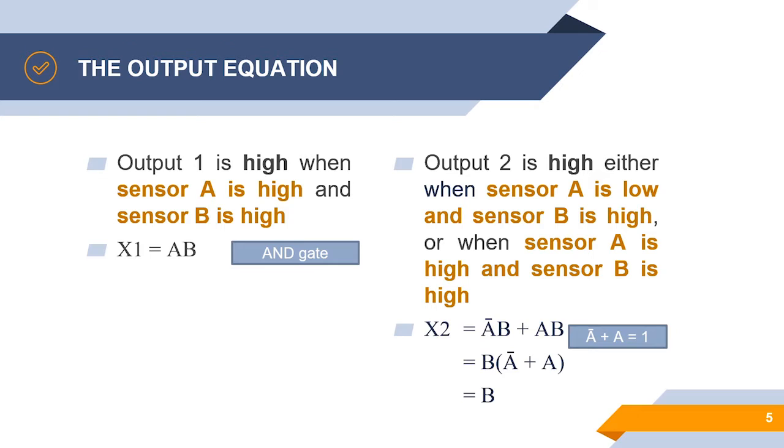And output 2 is high either when sensor A is low and sensor B is high, or when sensor A is high and sensor B is high. So output x2 equals A bar dot B plus A dot B. We can simplify it using Morgan. So B dot (A bar plus A), and A bar plus A equals 1. So x2 equals B.